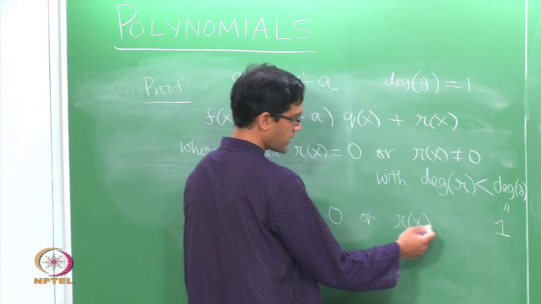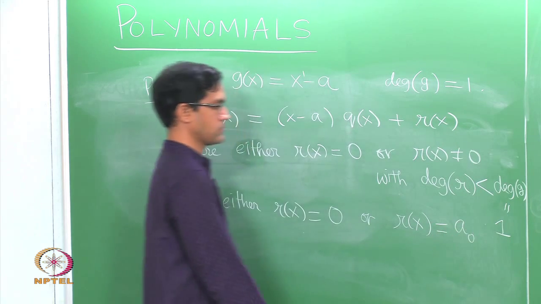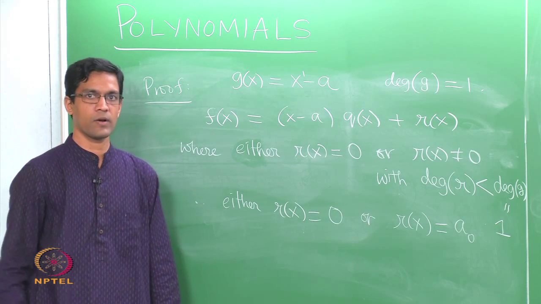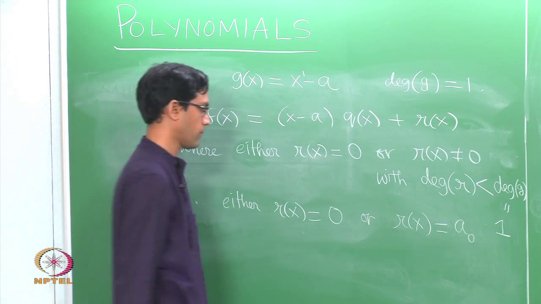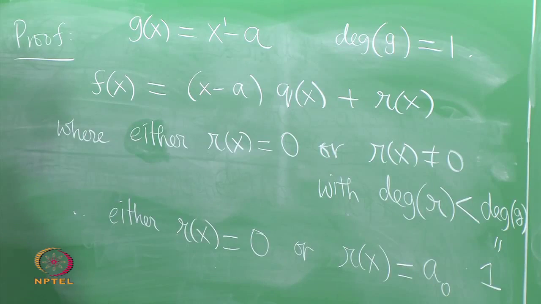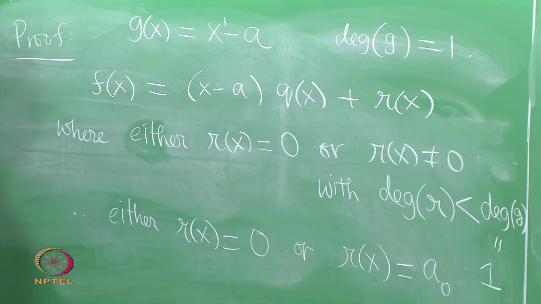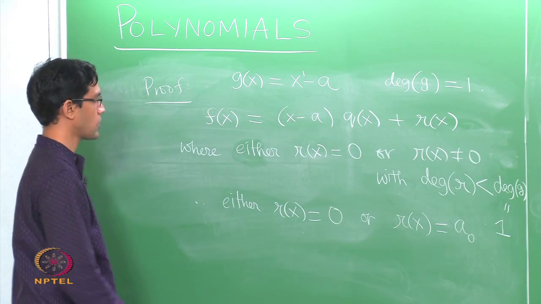Now what does a degree 0 polynomial look like? It has only got a constant term. Remember it looks like a0 plus a1x plus a2x squared and so on, but if it has degree 0 it means it only has a constant term a0. So it is basically a constant. What we are concluding from here is that the remainder is a constant, it is either a 0 constant or possibly a non-zero constant. The claim is it is in fact a 0 constant, it cannot be a non-zero constant.